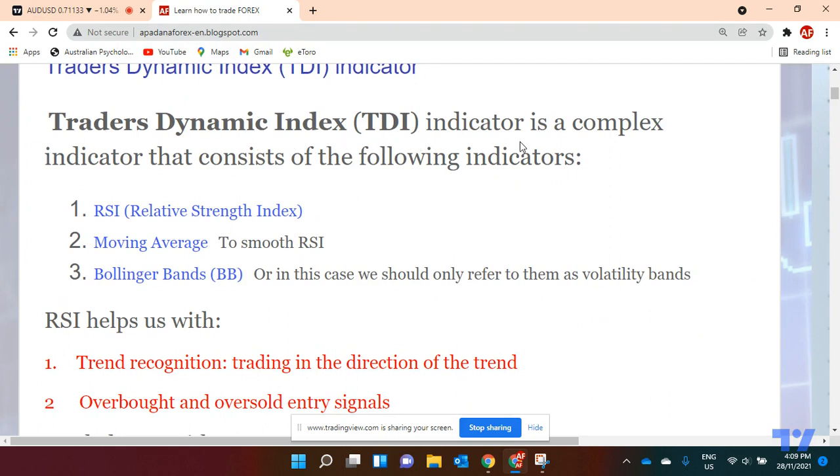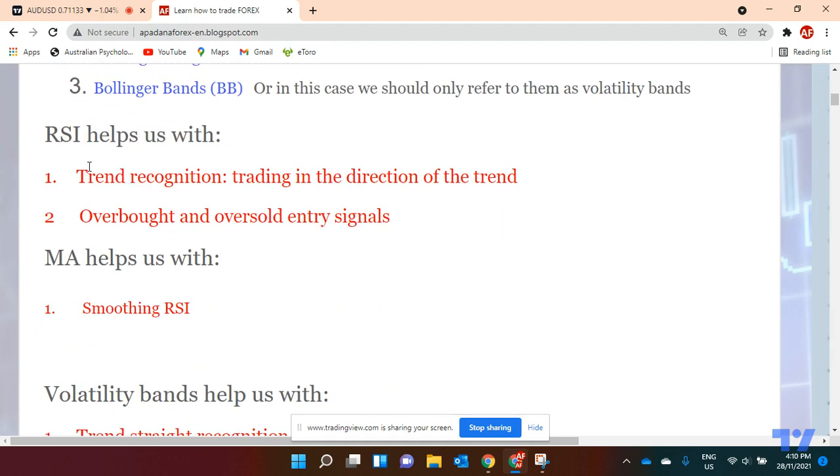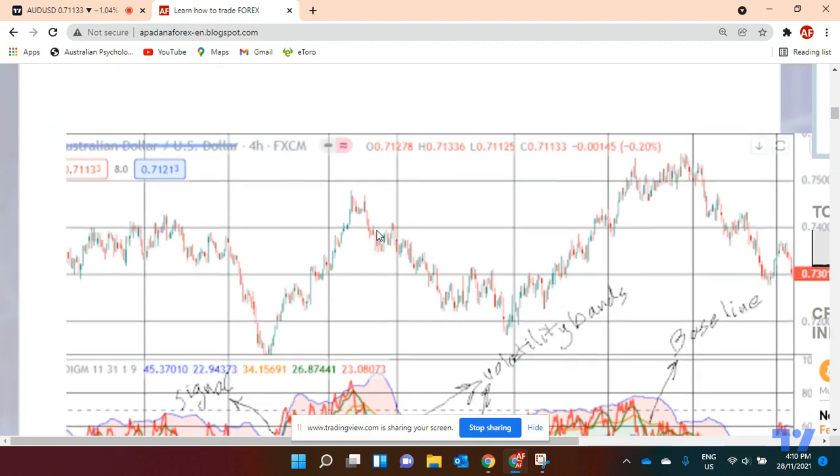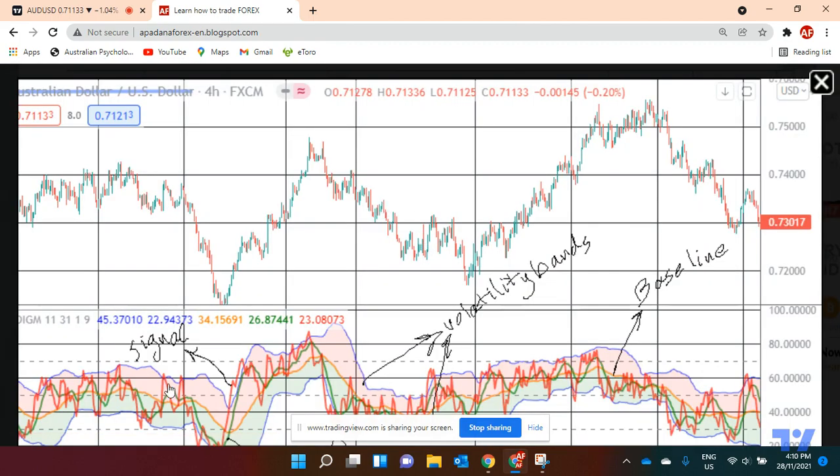Trader's dynamic index indicator is a complex indicator that consists of the following indicators. It has the RSI or relative strength index. RSI helps us with the trend recognition, trading in the direction of the trend, and also overbought and oversold entry signals. Looking at the photo here, you can see the RSI in green and also the signal line in red.